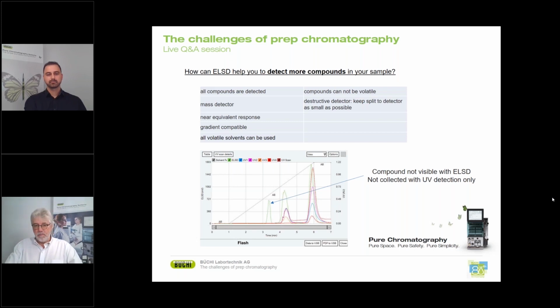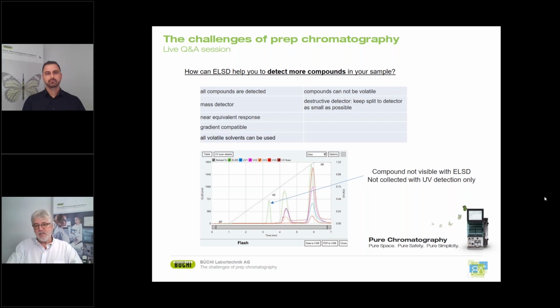It's also a mass detector, which means that if you see peaks of more or less the same height, in reality the compounds will also be present in that same ratio. So it's not so that you can be completely off due to the extinction coefficient like on the UV detector. What you see in the chromatogram is reality.